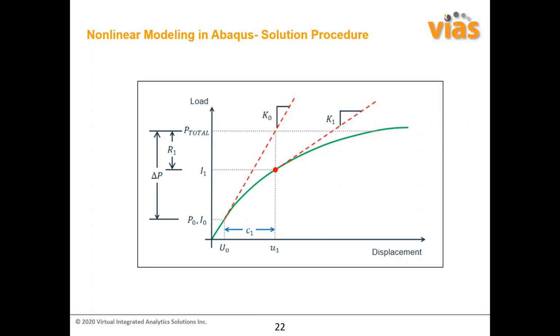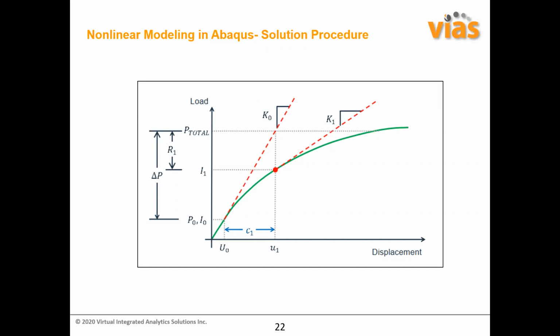What Abaqus tries to do is this: it starts with an initial guess of the displacement, and then it calculates the total load that you have applied in that increment. It calculates a tangent stiffness matrix. Based upon the tangent stiffness matrix, it comes up with a correction C1 that you are seeing here, and it recomputes the displacement. Then it recomputes the tangent stiffness matrix, and it keeps going on. So basically, this is the graphical depiction of the Newton-Raphson method.